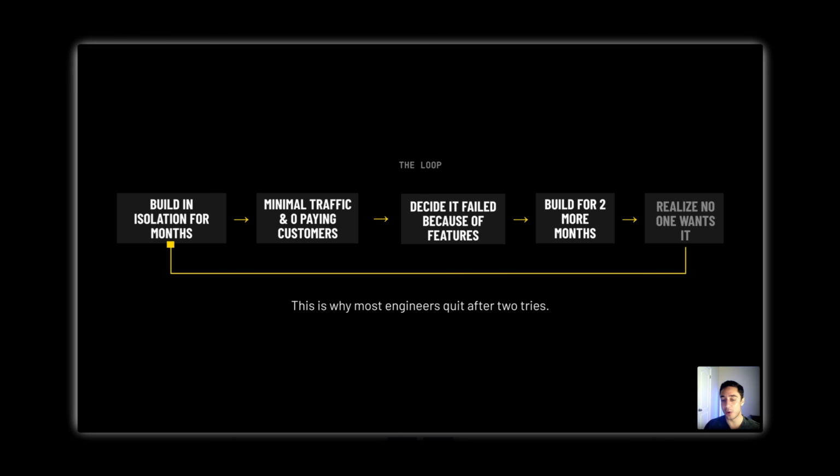You realize nobody wants it, and then you go back to another idea, and the same exact loop begins and begins. Now, some engineers run this loop once, some twice, some 3 times, some 4 times. The really persistent ones tried 5 times. But the point here is, no matter how persistent you are, if you run this loop, no matter how many times you go, the chances of you succeeding with this loop are going to be extremely low because the problem is in the loop itself.